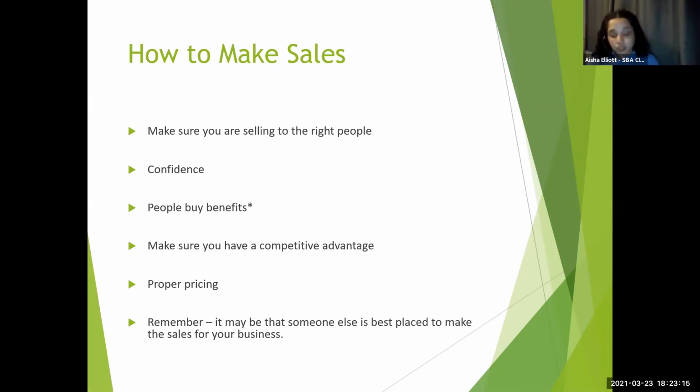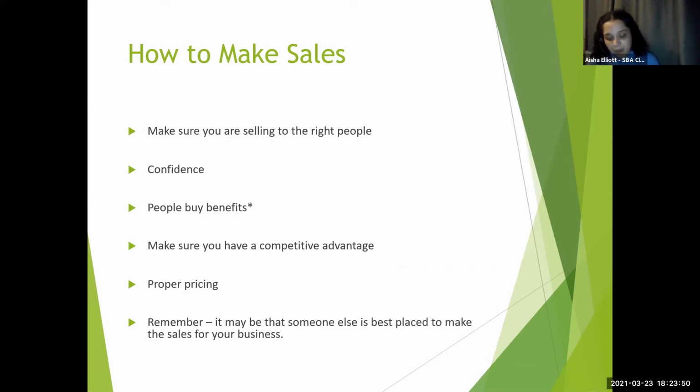Make sure you are confident. That is absolutely key when making any sale. If you don't feel confident, but it's something that you would like to grow, what I would recommend is pick up the phone, speak to maybe 20, 30, 40 people. You may not make any sales, but just get used to talking about your business with strangers, and that in itself will grow your confidence.